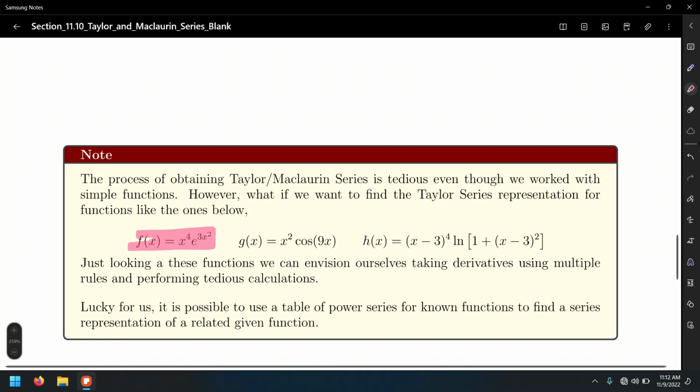F of x equals x to the 4th e to the 3x squared. G of x equals x squared cosine 9x. H of x equals this madness here. I can't even... well, I can, but I just don't want to. Well, just think about evaluating at whatever center, a or 0. It's no big deal. Just plug it in.